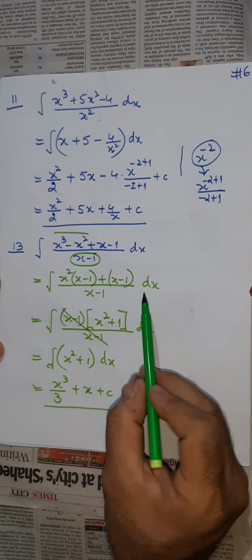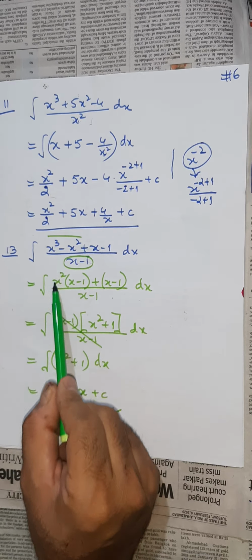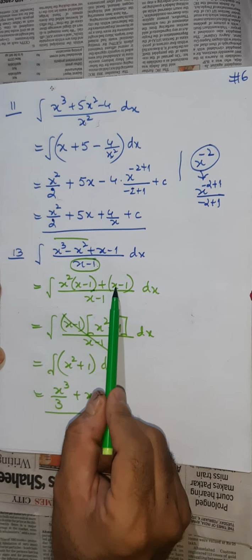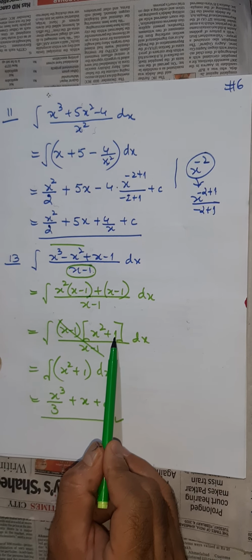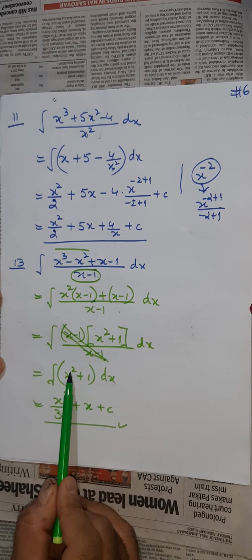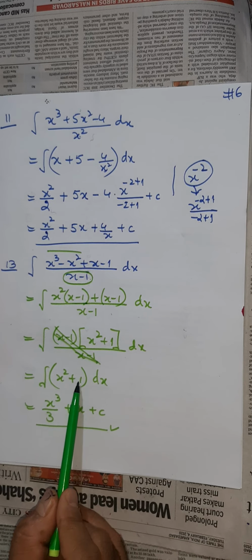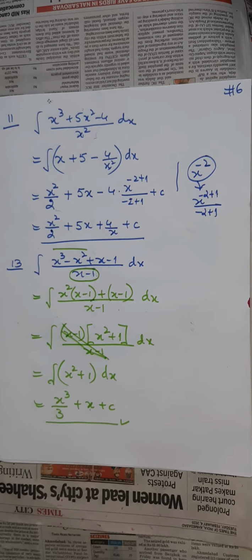What is the important step here? You need to cancel x minus 1 with the numerator. So I took x square common, x minus 1 as it is. Taking x minus 1 common, inside the bracket x square plus 1, this will get cancelled. You are left with this. The integral of x square is x cube by 3. The integral of 1 is x, plus the constant of integration.